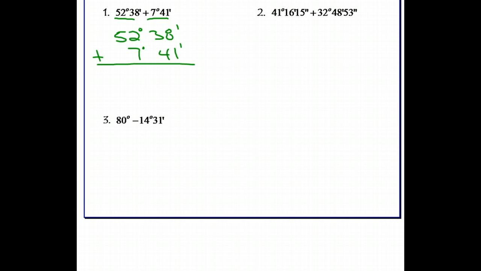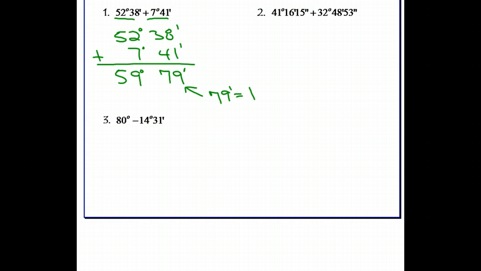We'll add these up, and it looks like here a 79 minutes, and over here it looks like 59 degrees. Okay, looks like a good answer, except the rule will be never leave minutes more than 60, because you have 60 minutes, isn't that a degree? So kind of carry that over to the degrees. And the same thing for seconds. Never leave your seconds more than 60. So when you have something like this, you say 79 minutes.